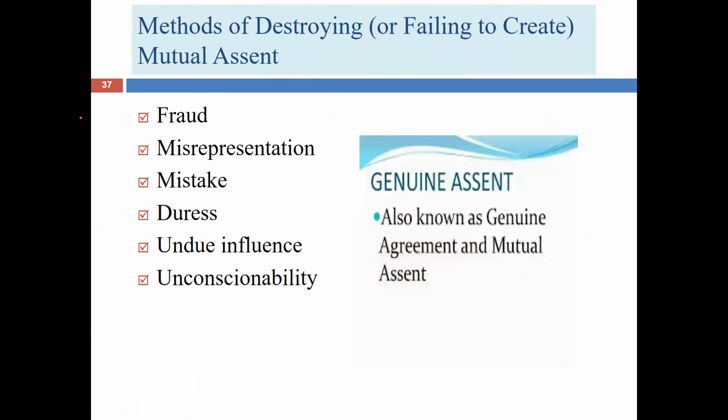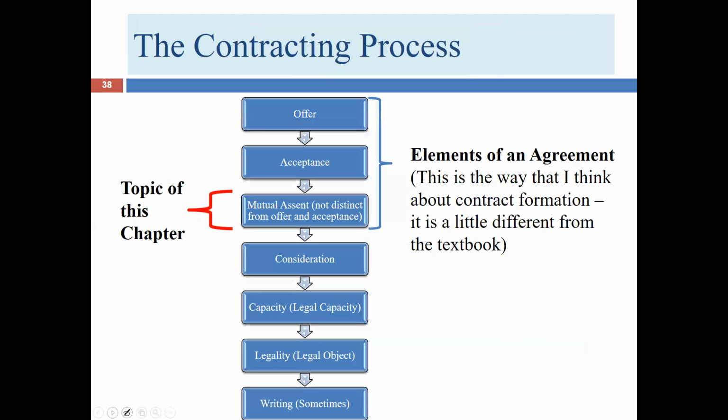So now we've covered the 6 categories of things that can happen to destroy or fail to create mutual assent. We talked about fraud, misrepresentation, and mistake. Today we've talked about duress, undue influence, and unconscionability. And again, here is our schema. We talked about the 4 elements of contract: the first element being agreement, the second being consideration, the third being legal capacity, and the fourth being legal object. Occasionally we need a writing, but it's not always necessary, so we're not going to put that as a 5th element. Under our element of agreement, we have 3 sub-elements. We need to have an offer, we need to have an acceptance, and the acceptance has to demonstrate mutual assent.